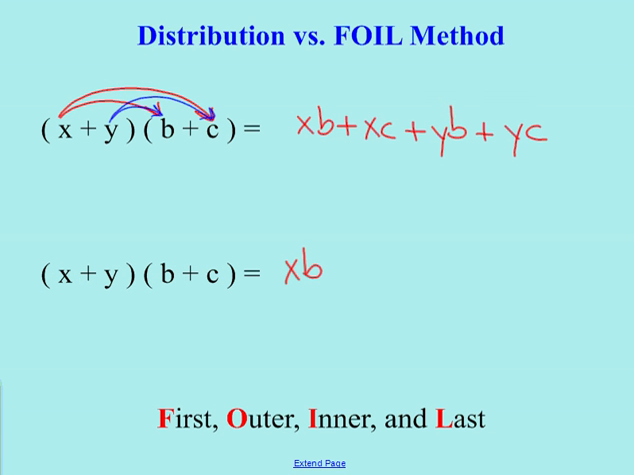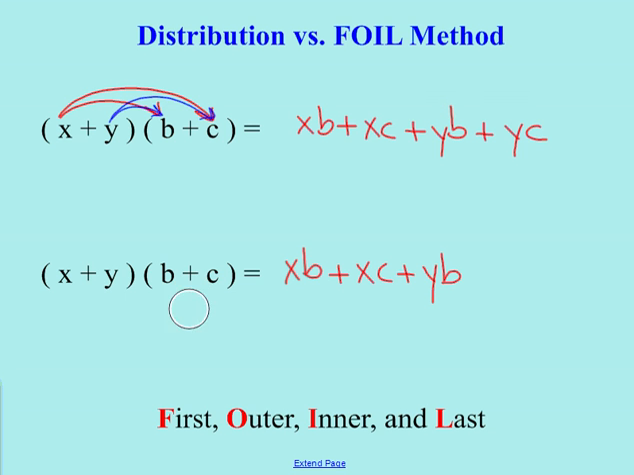Next, we have O for outer. So the outside terms occur on the outside of the two binomials. So what we have here is x times c. So in this case, we're going to get a positive xc. Next, we have I for inner, meaning the inside terms of the two binomials. So we're going to multiply y and b to get positive yb.